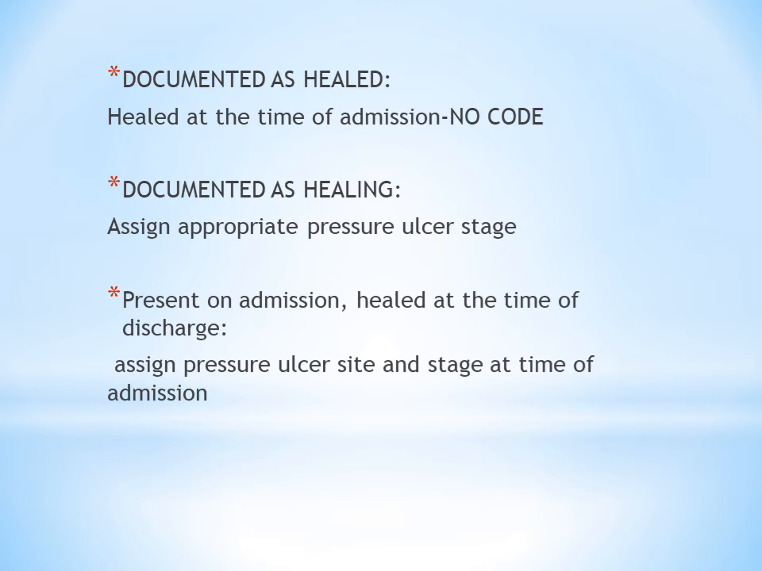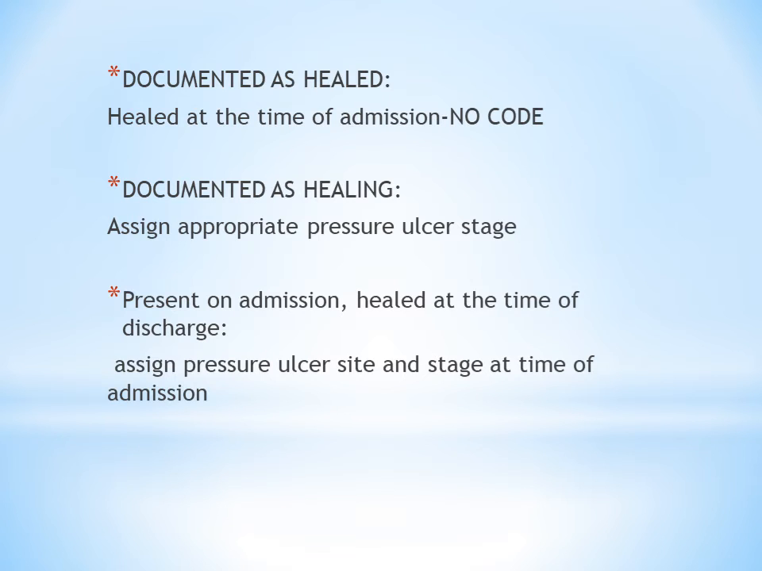Next one is unspecified stage. So what is unspecified stage? When the stage of pressure ulcer is not specified by the doctor, then the last character will be 9. Then documented as healed. That is, at the time of admission, if the pressure ulcer is documented as healed pressure ulcer, no code is present for that. You need not code for healed pressure ulcer at the time of admission.